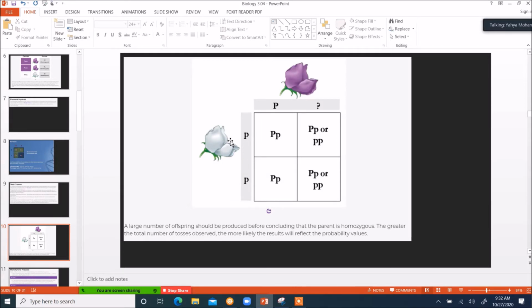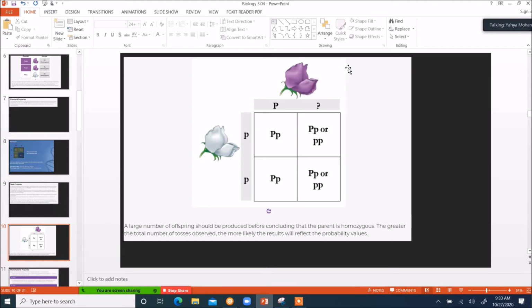These are both lowercase p. This parent in the white has lowercase p, lowercase p. Is that same or different? Same, and same is homozygous. So this parent in the square can only contribute lowercase p's, in the top row and in the bottom row. Now this parent at the top, we know this one has a capital P.